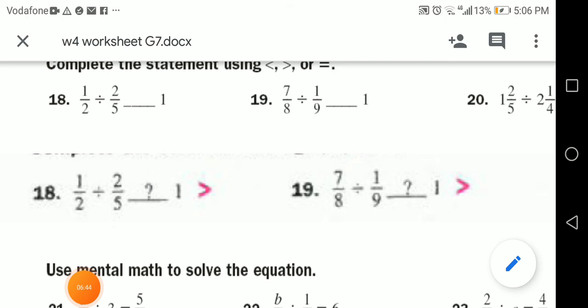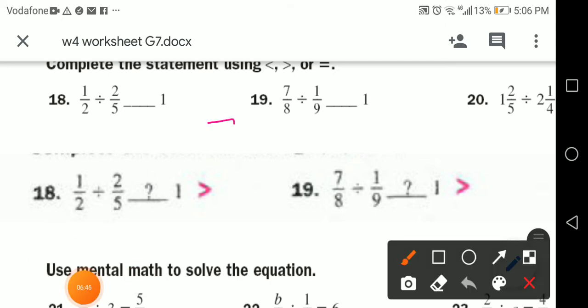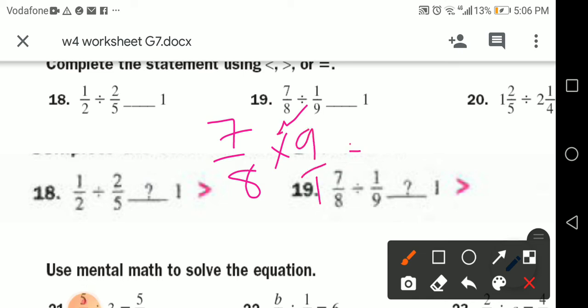What about this one? Let's solve it. I have here 7 over 8. Multiply what? Change division into multiply. 9 over 1. Then do the multiplication. 7 times 9 gives me 63 over what? 8. Do they have here any common? No, they don't. Okay, so I write here what? 1.